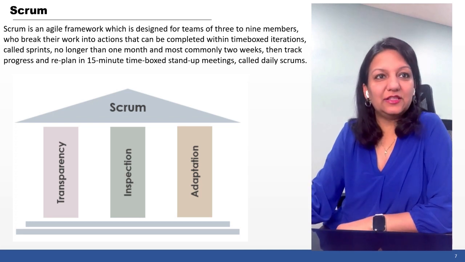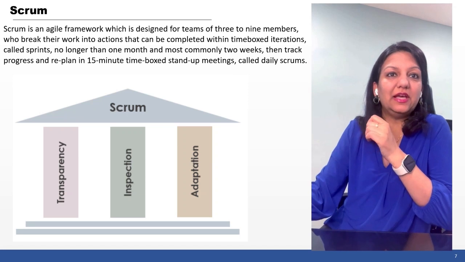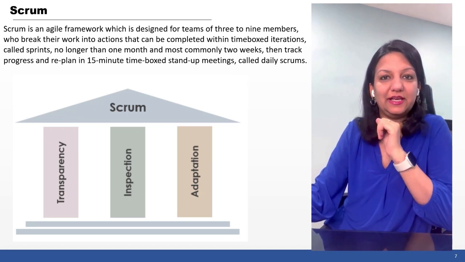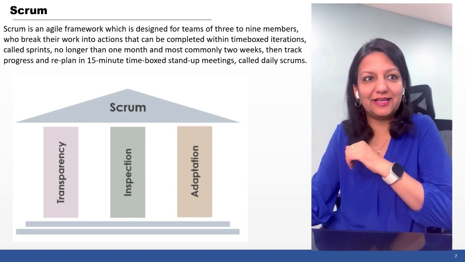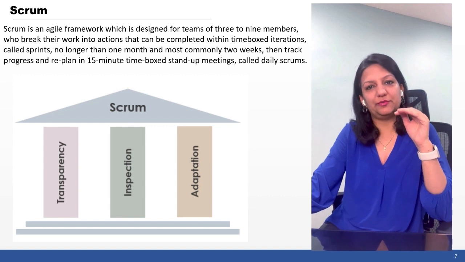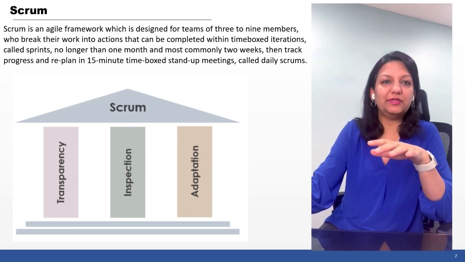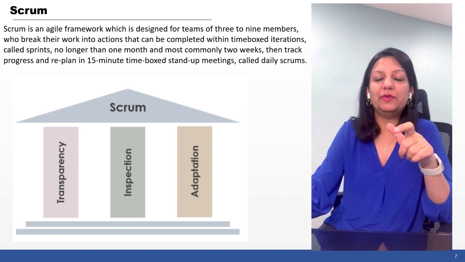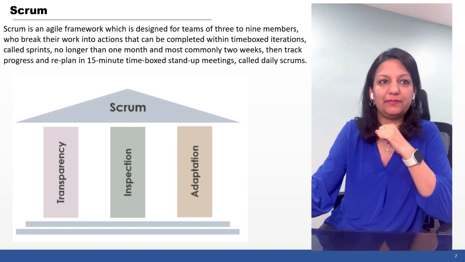Now we will discuss the most basic and well-accepted framework of Agile called Scrum. As you see the definition of Scrum in the slide, let's break down that definition into parts to have a clear understanding of how Scrum works. So Scrum suggests to form a small team of 3 to 9 team members. We call that team a Scrum team. A Scrum team normally has a Scrum Master, a product owner, and around 5 to 6 team members.